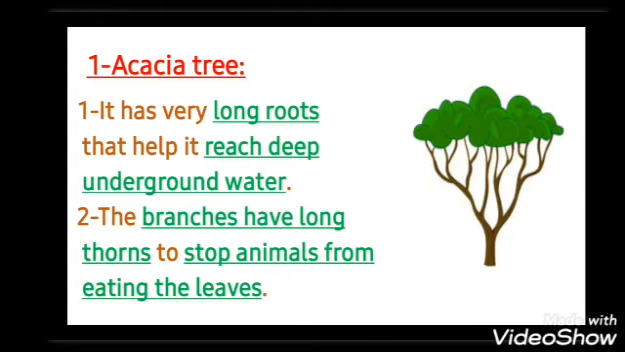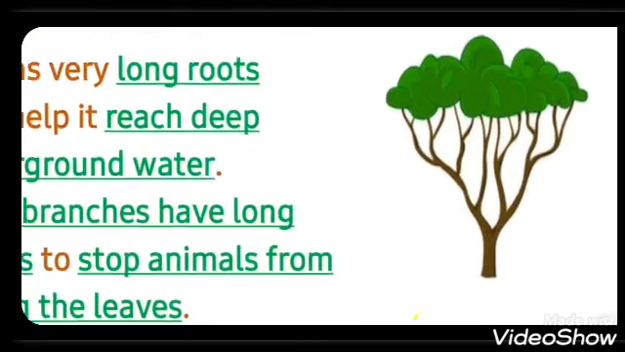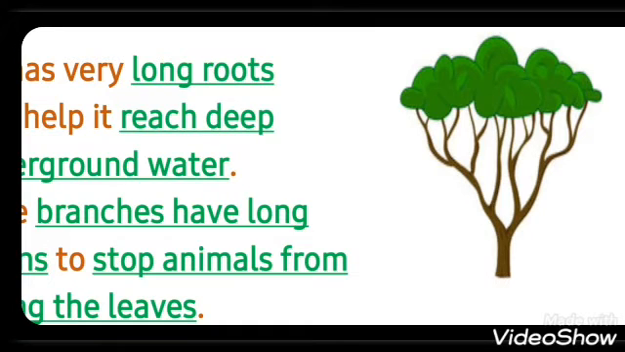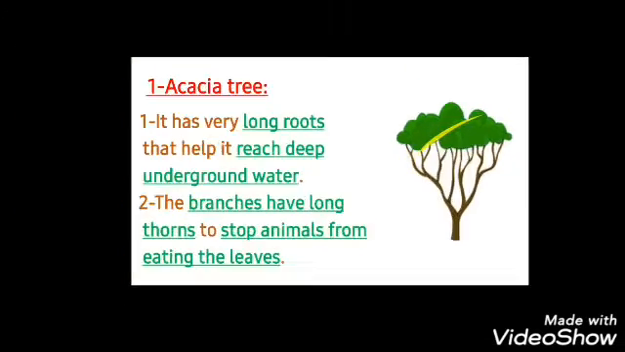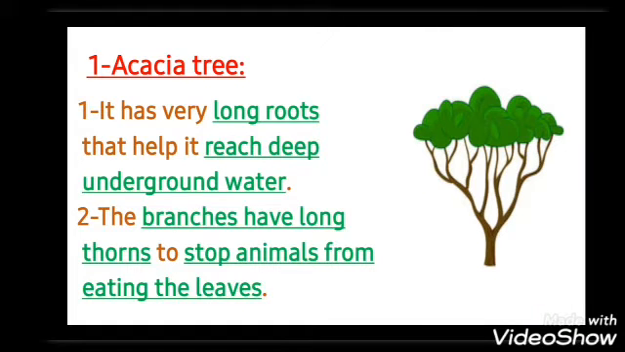So we have the acacia tree. Okay, the property in the acacia tree is that it has very long roots to help the tree reach the deep underground water. Okay, the roots are in the soil. All of you know the roots are in the soil, and we can't see the roots. Okay, junior 3. After that, the branches have long thorns to stop the animals from eating the leaves of the acacia tree.